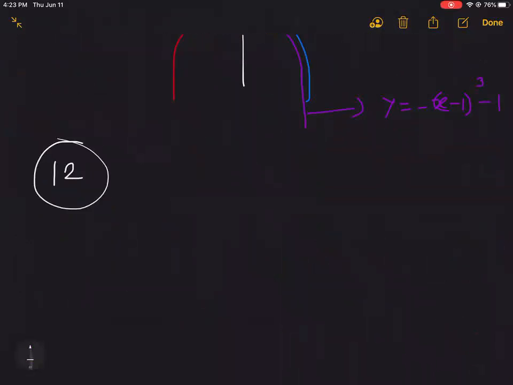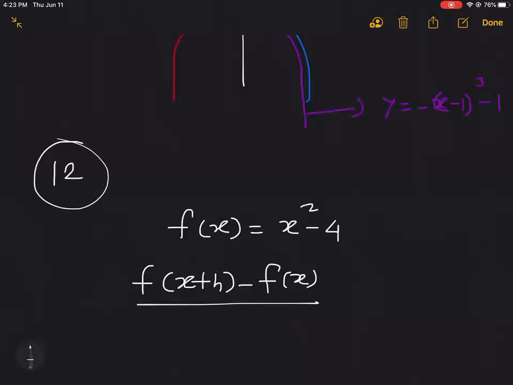So find the difference quotient of f of x equals x squared minus 4, that is fine. Oh, okay, so that's good. If the formula is given, the definition of difference quotient is given. So the definition, let me write it for you: f of x plus h minus f of x, over h. And you need to find what happens if your function is x squared minus 4.